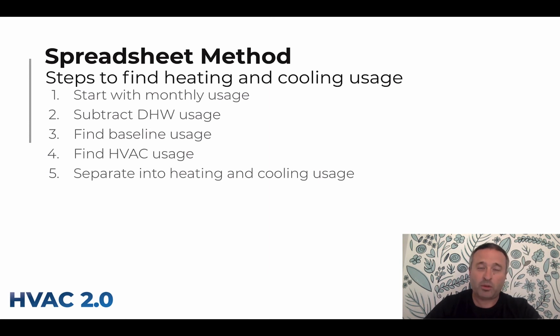So you need to start with the monthly usage and chart it out. Then you need to subtract the domestic hot water usage. Then that will help you understand what the baseline usage is. And then above that, you'll see what the HVAC usage is. And once you know what the HVAC usage is, you can separate it by month into heating and cooling.